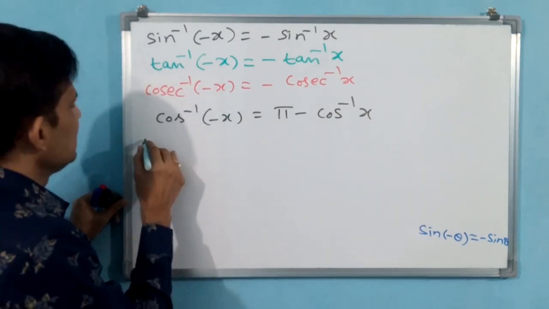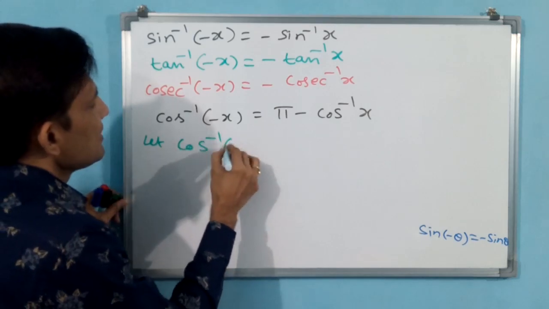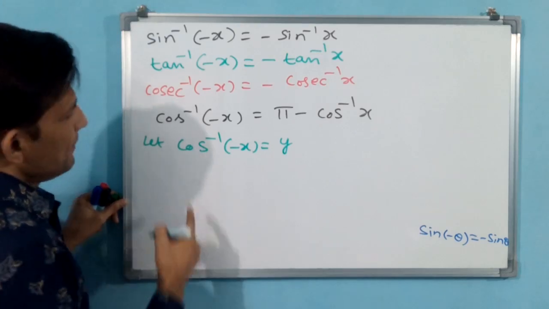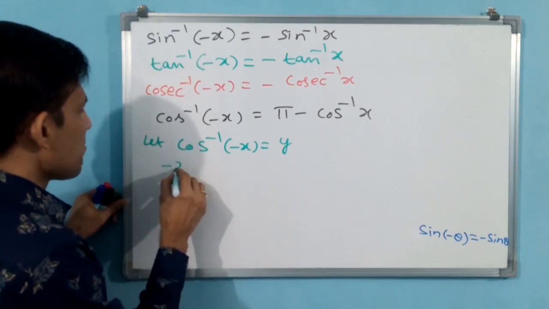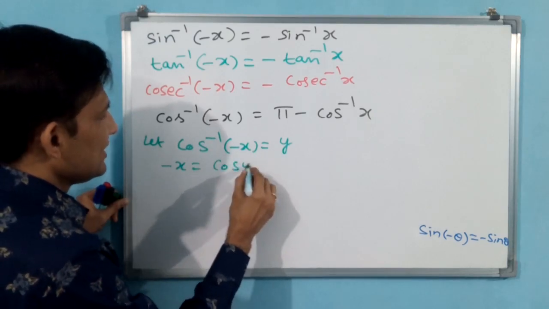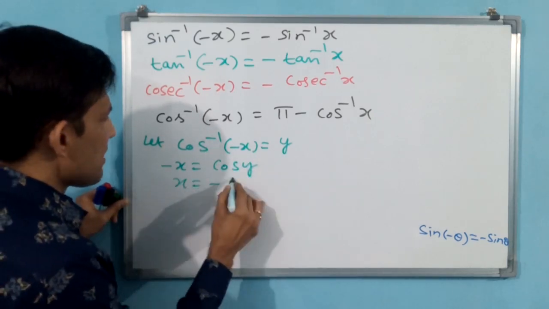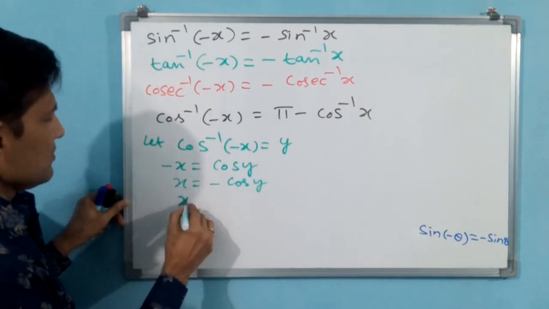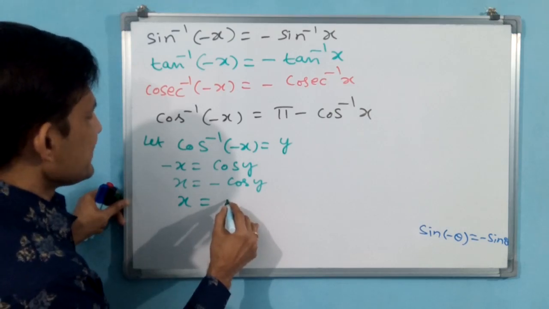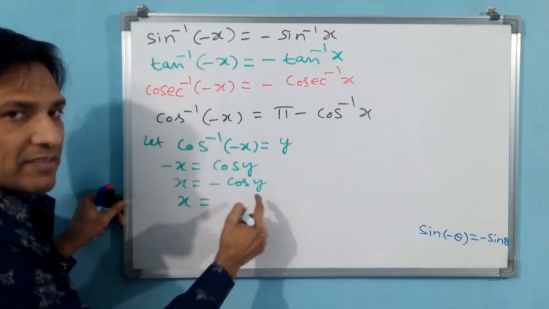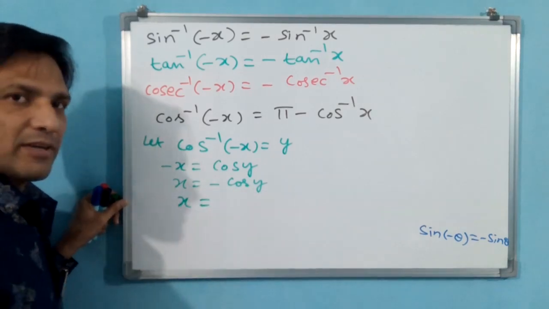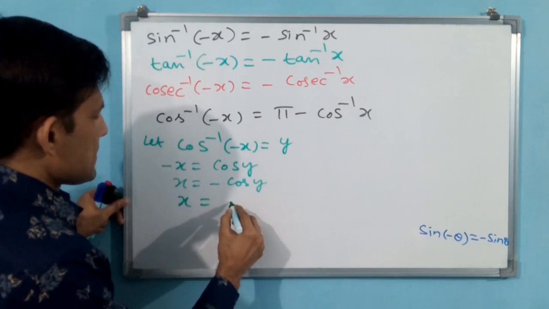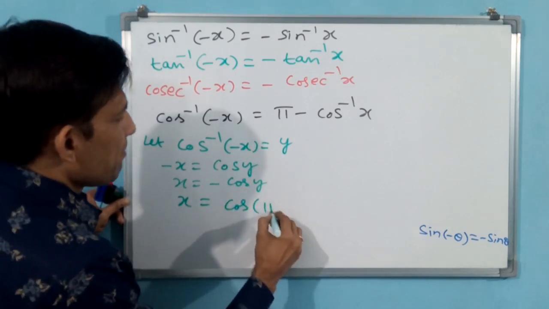We take the LHS. Let cos inverse minus x be equal to y. Then minus x is equal to cos y, so x is equal to minus cos y. Rather than writing cos of minus y, which would automatically give cos y, I am not doing that. Instead, x is equal to cos of pi minus y.